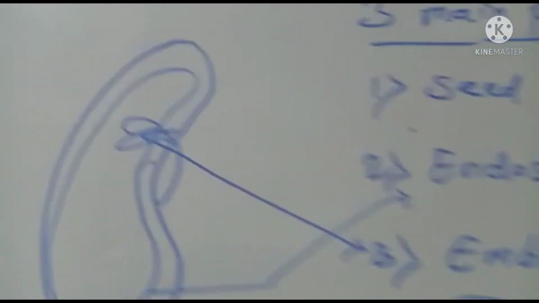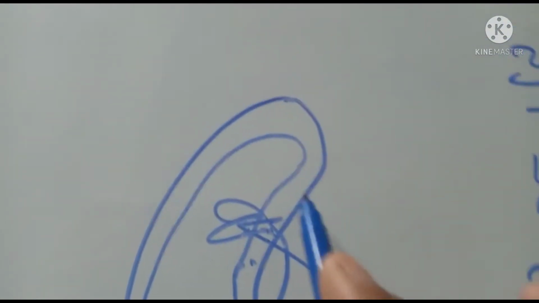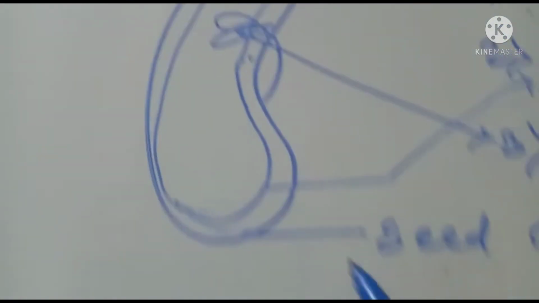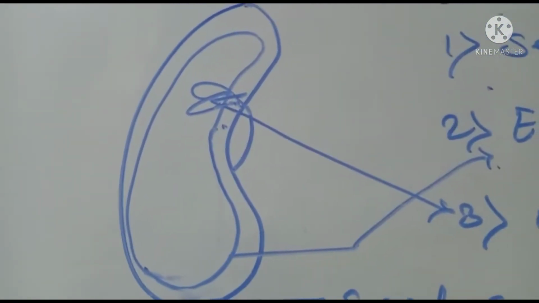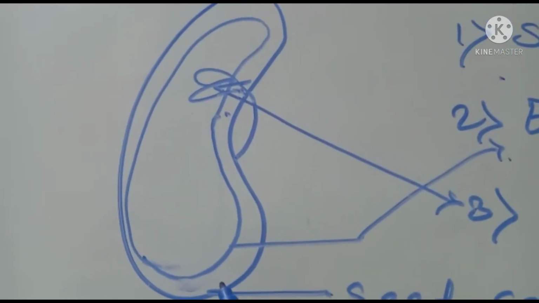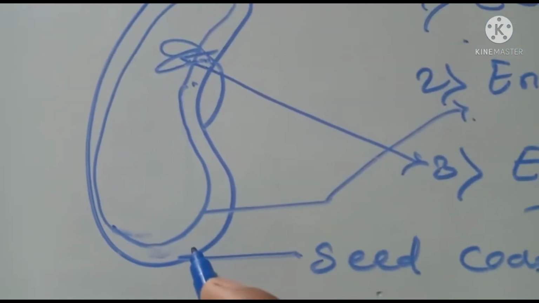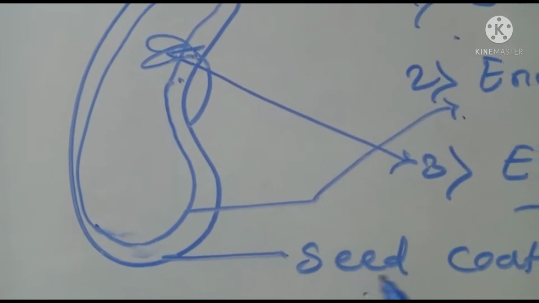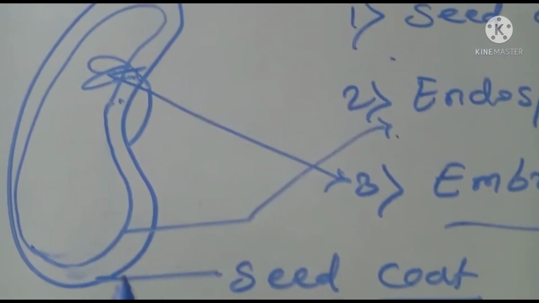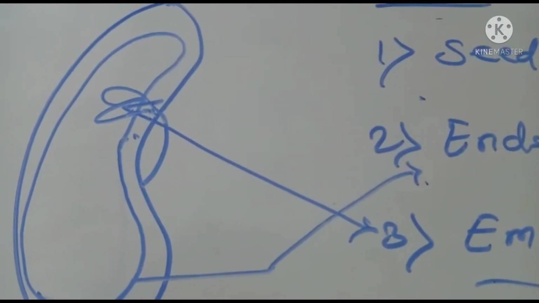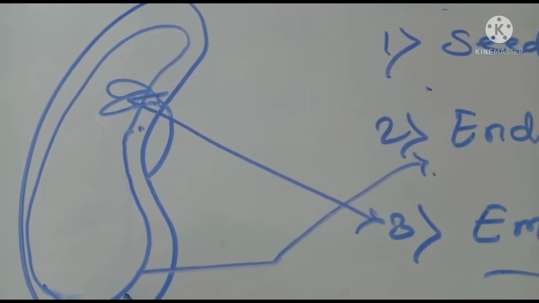Now I am going to draw the structure of a seed here. How does the seed look? This is the bean seed. A bean seed looks kidney shaped. The outermost layer, the seed coat, protects the seed from external injuries.